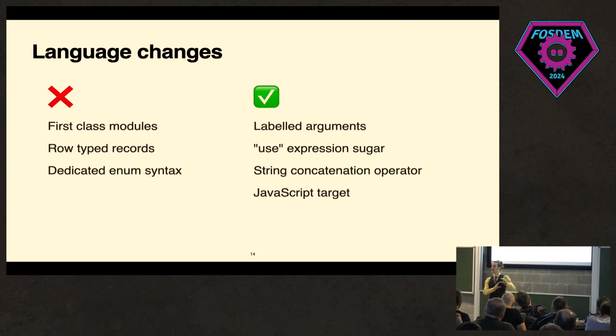So we got rid of all these really cool things, and we replaced them with a string concatenation operator, the ability to use callbacks in a slightly nicer way, and the ability to give names to arguments. So we've swapped really sexy, awesome functional programming stuff for things that are actually quite useful, but not very exciting. And this has kind of been the whole journey of Gleam.